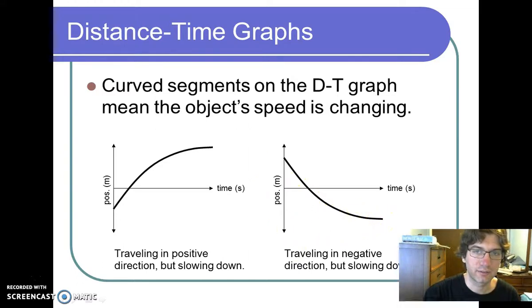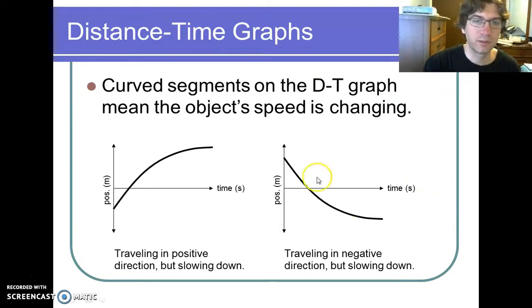You are seeing that I am going in a negative direction here, but I am slowing down as well because my slope is getting less steep.